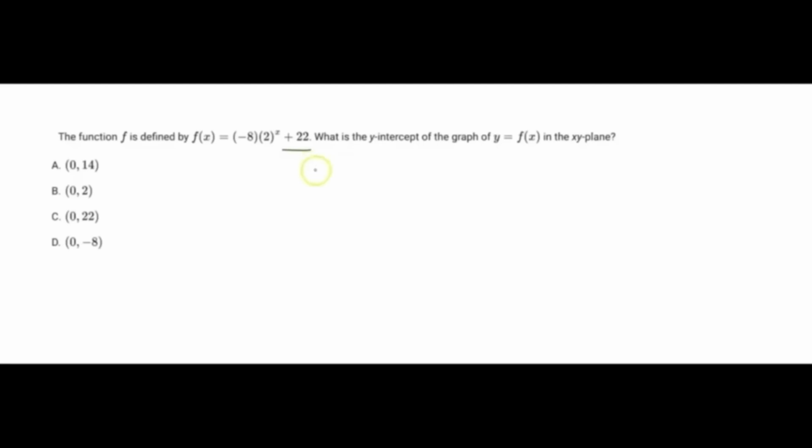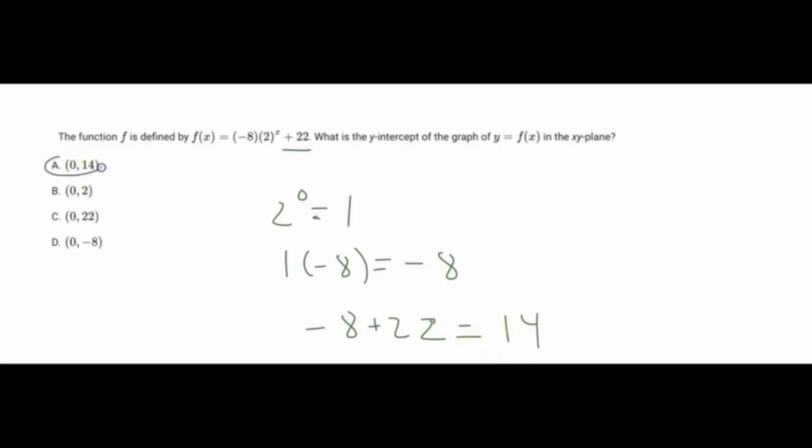So if we look at this more closely, 2 to the power of 0 is really just 1, right? And so 1 is going to be multiplied by -8. So 1 times -8 gives us -8. So in reality, we have -8 plus 22, and -8 plus 22 is going to give us 14, all right? So 14 here is going to be our y output when x is 0. And therefore, our answer choice is going to be A.